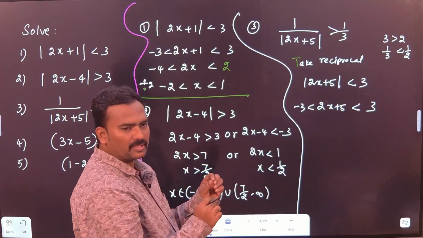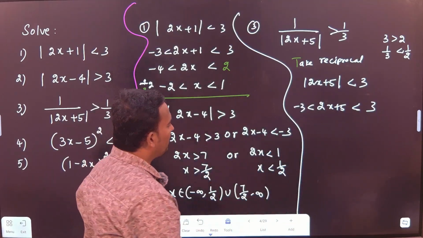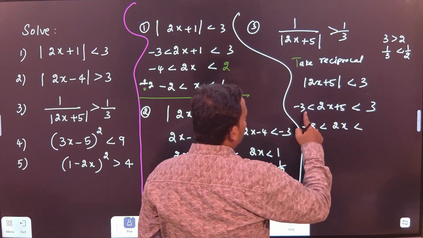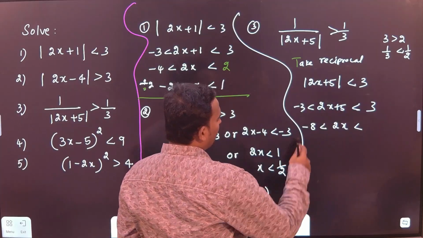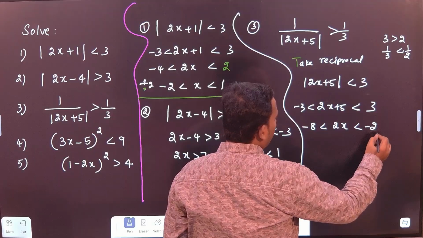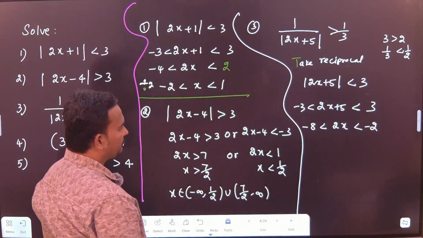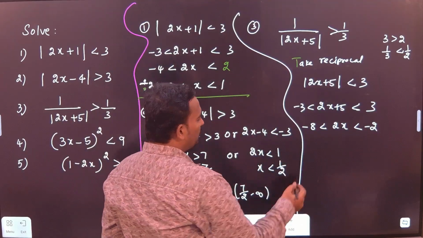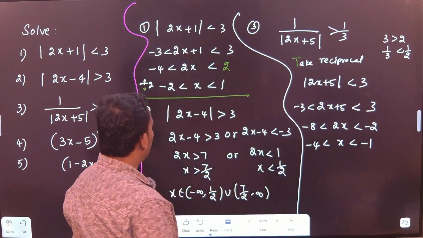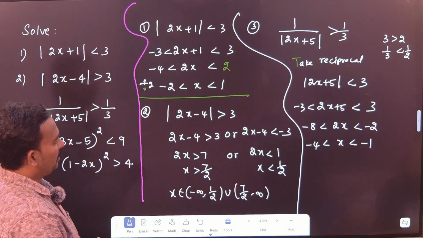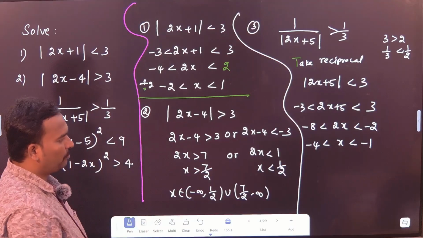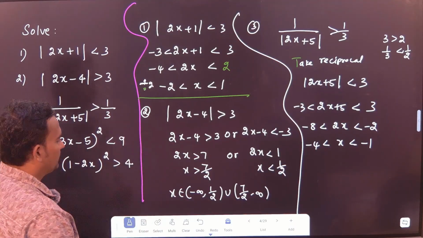Okay, we need to remove the plus 5, so add minus 5. So what will we get? Minus 8 is less than 2x, which is less than, if you add minus 5, here it will be minus 8, and this side will be 3 minus 5, which is minus 2, right? Now you can divide by 2. Minus 4 is less than x less than minus 1 is your solution, right? Understand? So all the x values between minus 4 and minus 1, you have to take, right?